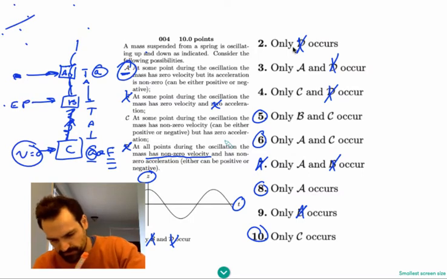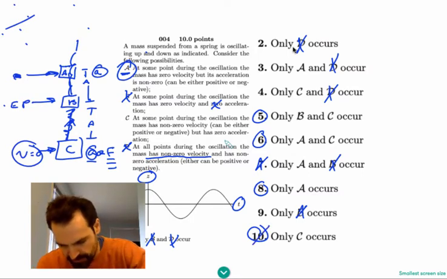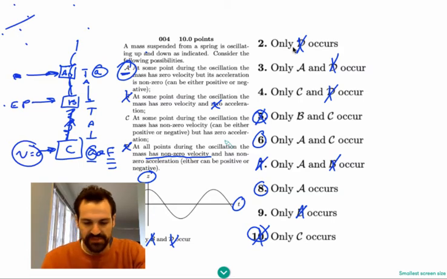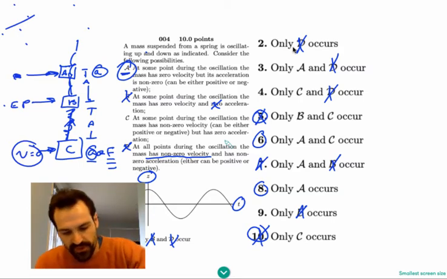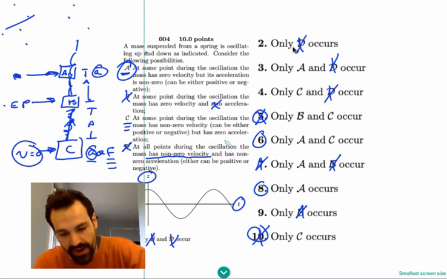So any option that doesn't include A is wrong. So 10 is wrong, 5 is wrong. So now we have ourselves down to a 50-50 shot. It's either A or A and C. So now we have to see if C truly is correct.